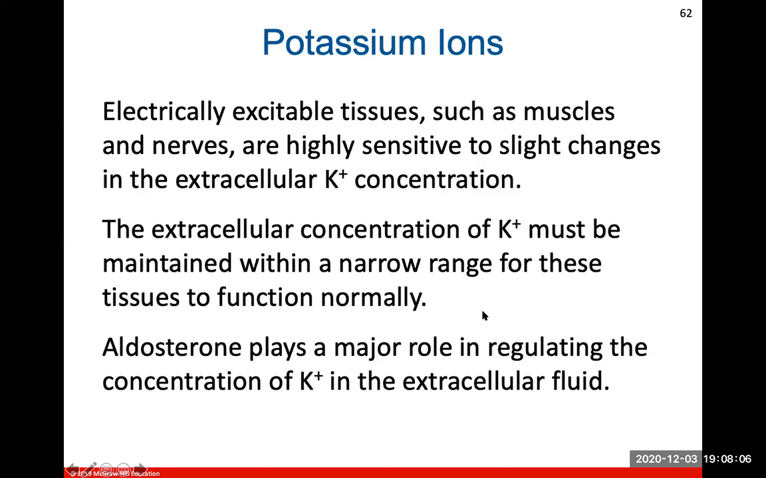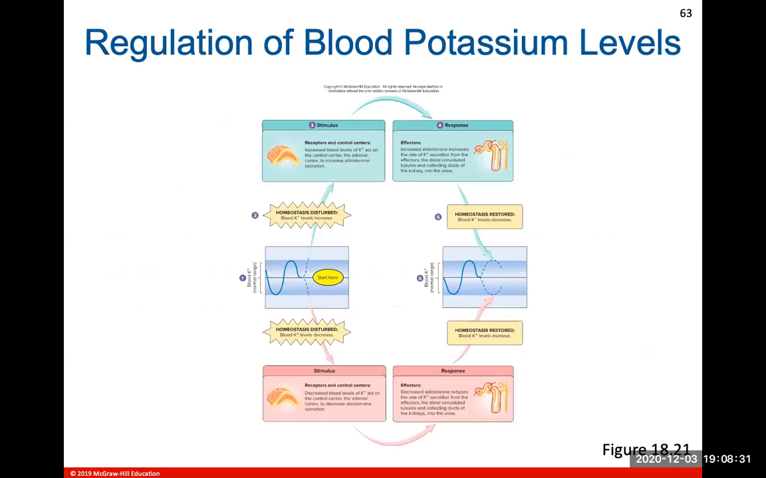Potassium ions: electrically excitable tissues such as muscles and nerves are very sensitive to slight changes in potassium concentration. So the extracellular concentration of potassium must be maintained within a narrow range for these tissues to function normally. Aldosterone plays a major role in regulating the concentration of potassium in the extracellular fluid. And here is the regulation of blood potassium levels and how it changes with different disturbances in homeostasis.